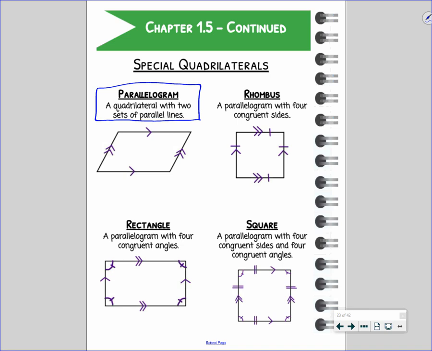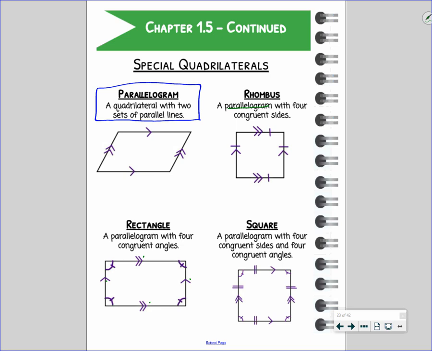Okay, so the next one is a rhombus. So a rhombus is a parallelogram, meaning that we have our 2 sets of parallel sides, but it also has 4 congruent sides. Okay, so you're going to notice I have all my parallelogram markings because it is a parallelogram, but it also has 4 congruent sides. A rectangle is still a parallelogram. Again, if you look, we have the parallel markings. But what makes this so special is that it has 4 congruent angles. Okay, some people say 4 congruent angles, some people say 4 right angles. Nonetheless, they are all 4 the same.